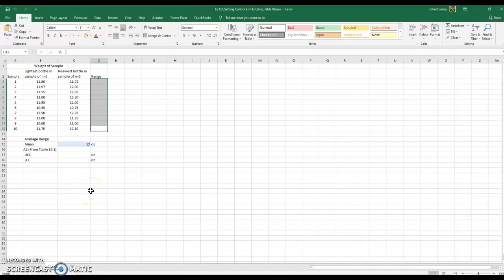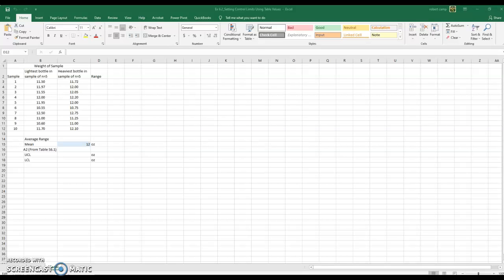So if we go over here and we look at the data, as we can see, we do not have that process standard deviation, but what we do have is the range of our samples. They've taken 10 samples, and each sample set is 5 samples, and they have here the heaviest and the lightest of that set. So we're going to put together that upper and lower control limit based on our table.